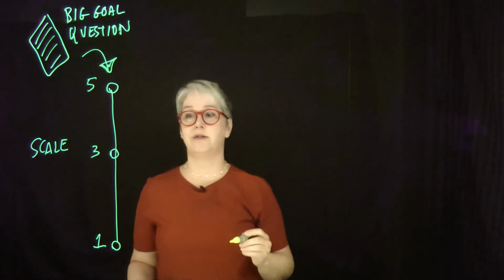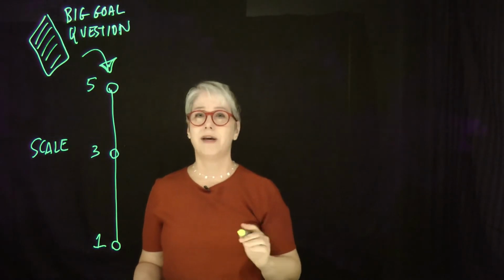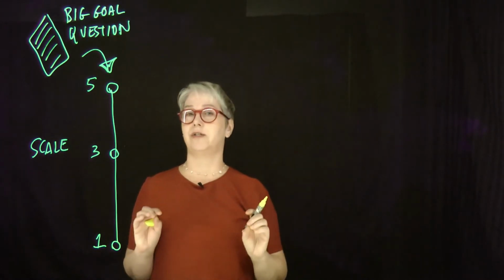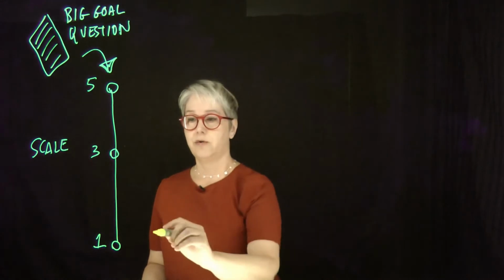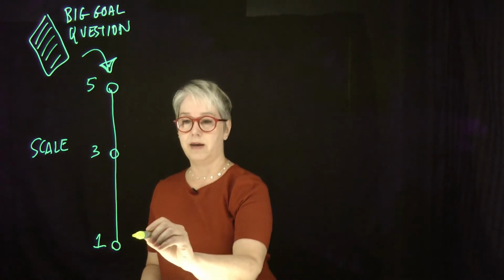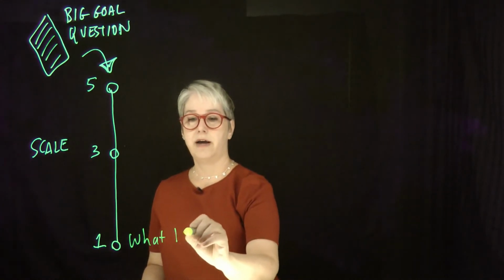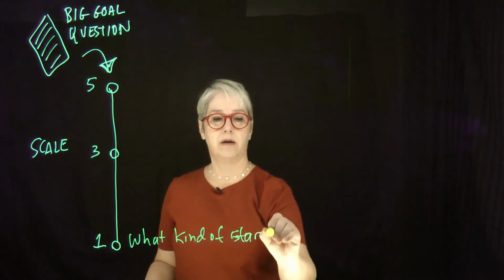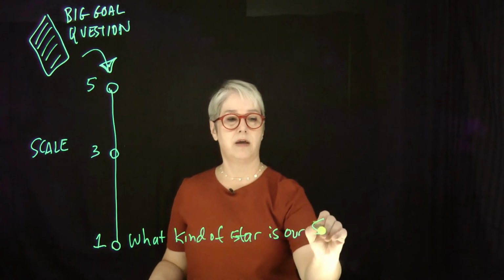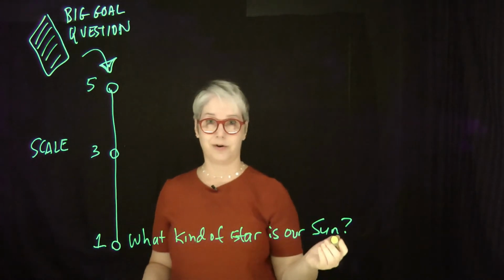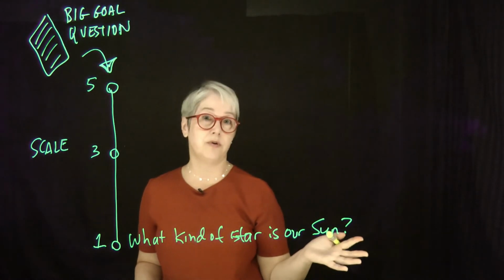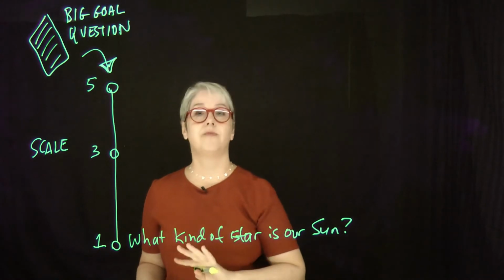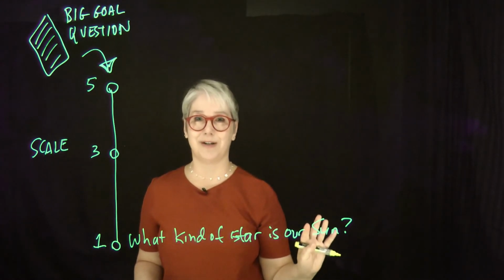That's what you want. So let's talk about 1, 3, and 5. So 1 is just a really simple question, something you could just Google and know the answer. So an example of a question at 1 might be, what kind of star is our sun? Now you may not know the way an astronomer would answer this question right now, but if you Googled it, you would know in 10 minutes. That is way too small a question for your big goal question.